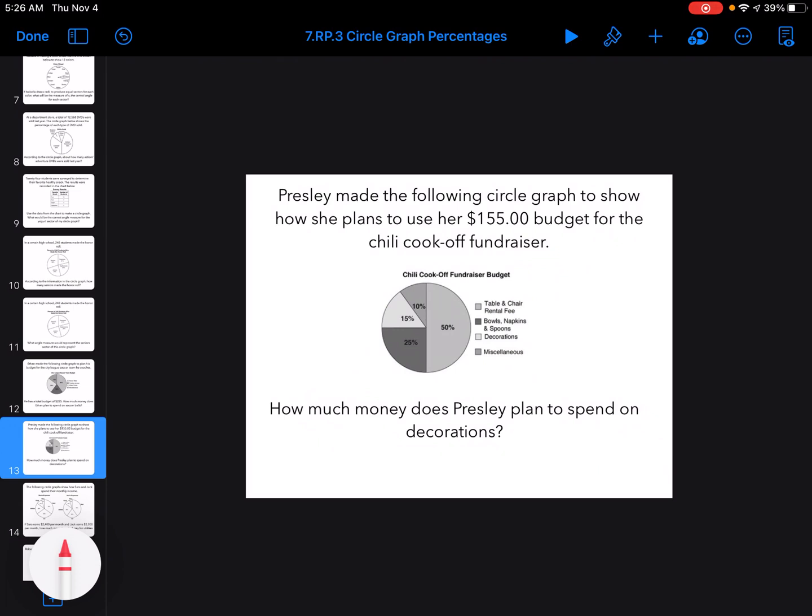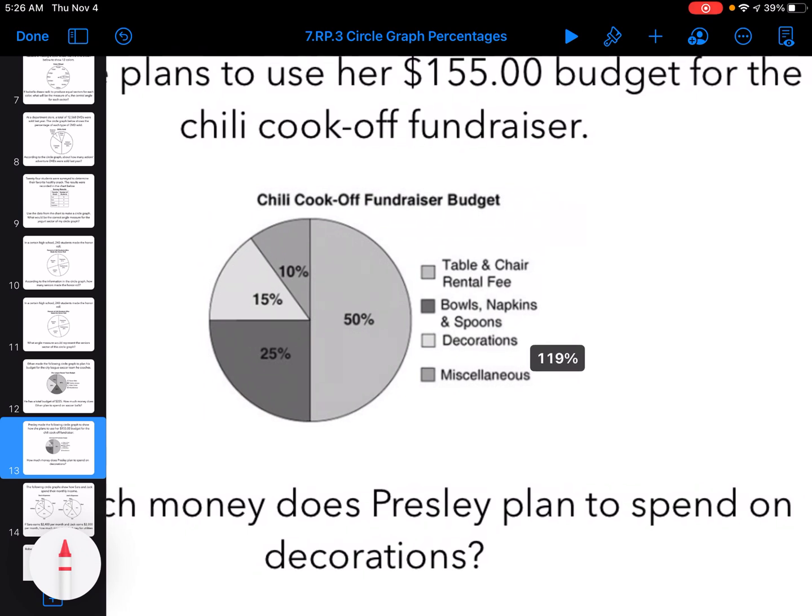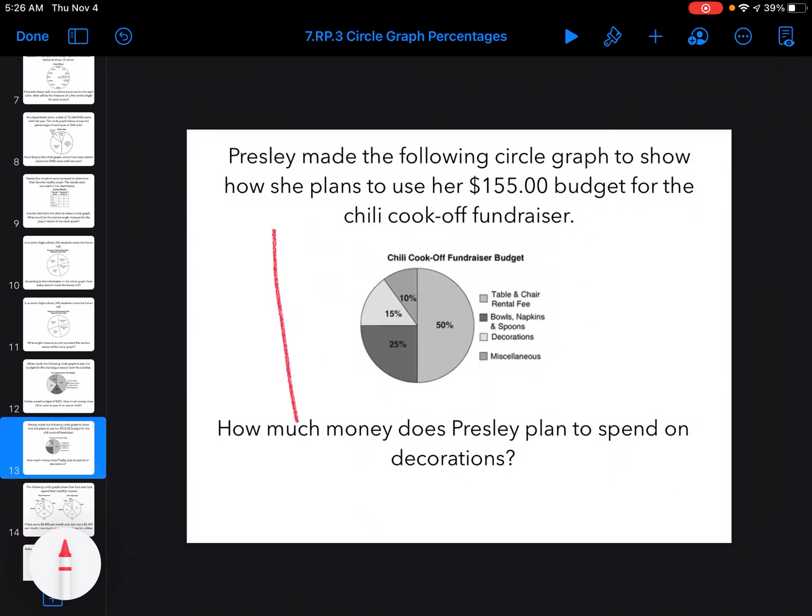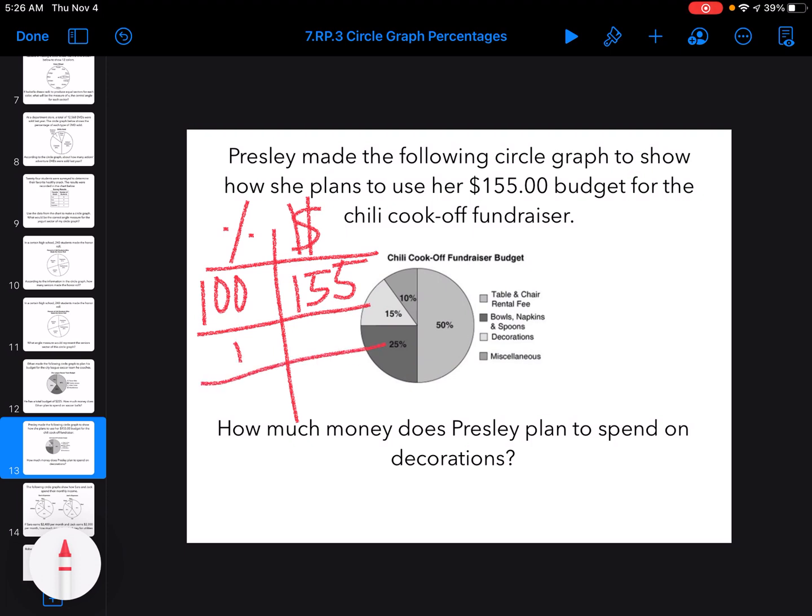Presley made the following circle graph to show how she plans to use $155 budget for the chili cook-off fundraiser. How much does Presley plan to spend on decorations? All right, decorations is that light color, so that's 15%. So I have 100% is $155. And I know I want to spend 15%. So I'm going to divide by 100. Then I'm going to multiply by 15. $23.25.